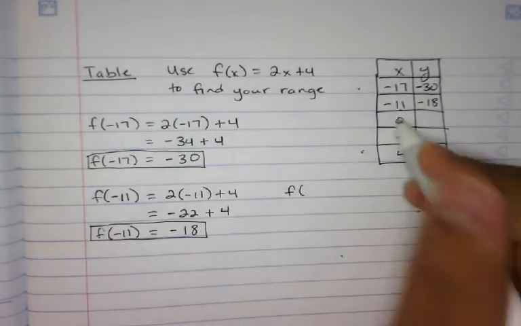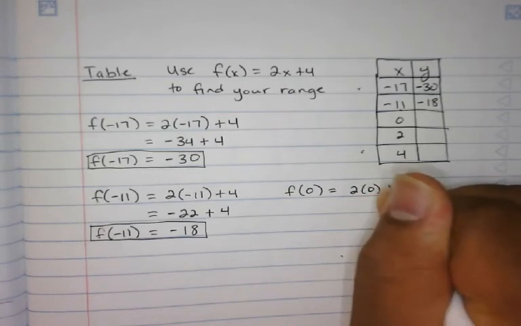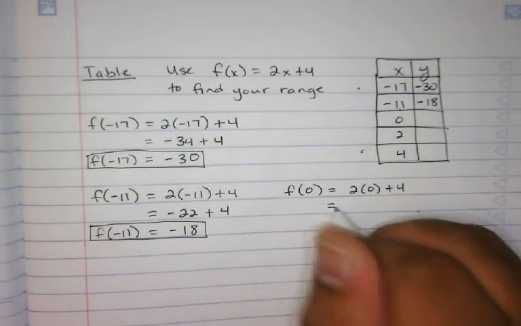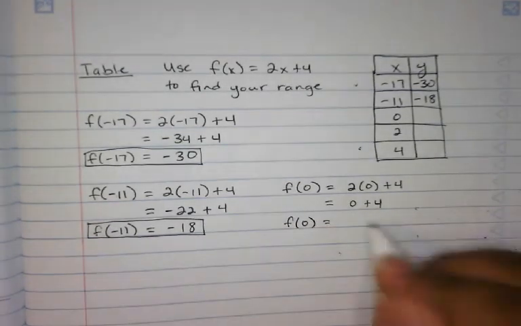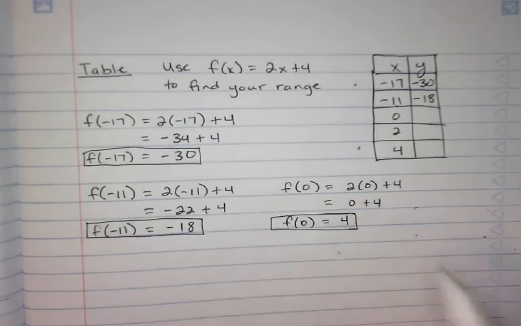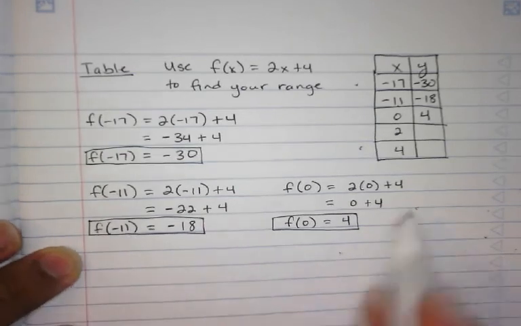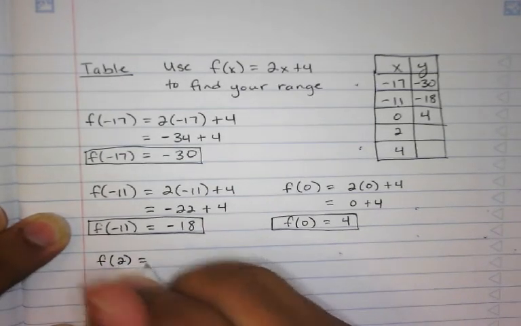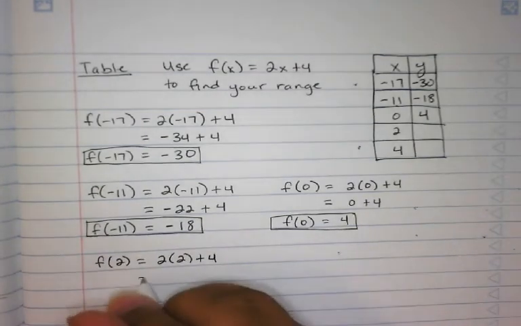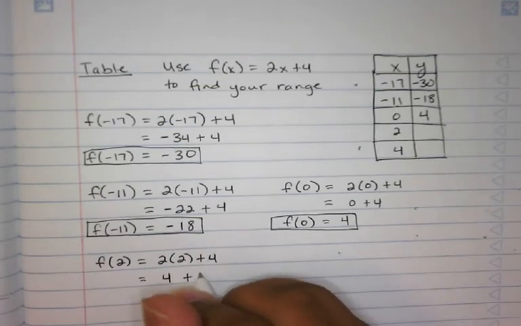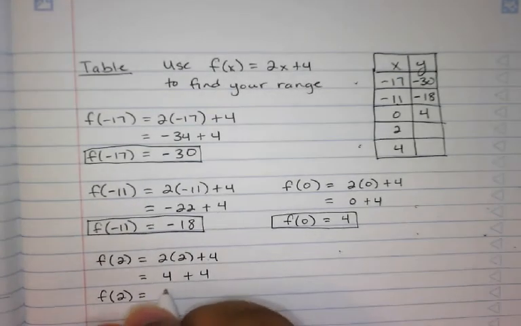You have f of 0 equals 2 times 0 plus 4. 2 times 0 gives me 0, plus 4 comes down. F of 0, 0 plus 4 gives me 4. F of 0 is 4. So I write that down. Do the next one, that's all we're doing. F of 2 equals 2 times 2 plus 4. 2 times 2 gives me 4, plus 4 comes down. So you have f of 2 equals 4 plus 4 gives me 8.